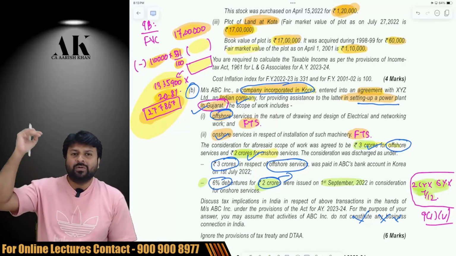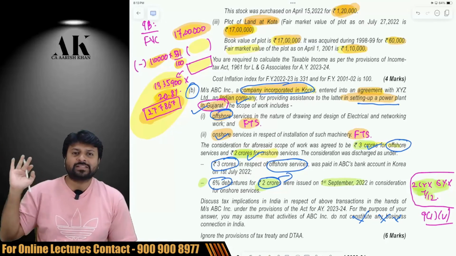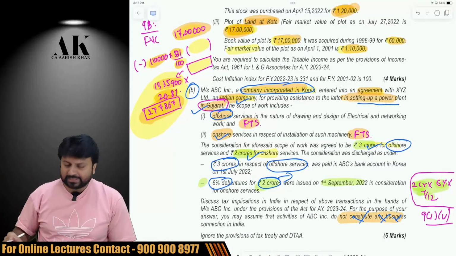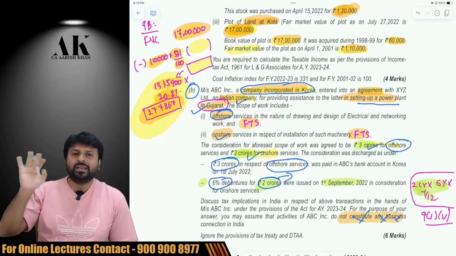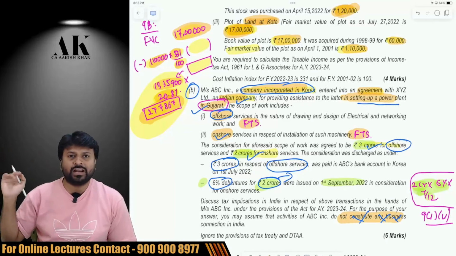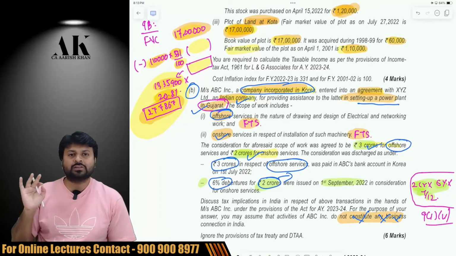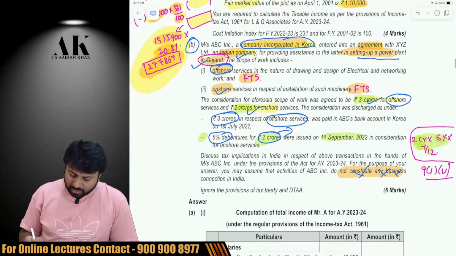It doesn't matter whether you have a business connection in India. The question is saying that the foreign company does not have a business connection. It is not required for FTS. For FTS, for interest, for royalty, all these things are not relevant. The only thing relevant is that the services have to be utilized in India. Therefore, this 2 crore will also be taxable.